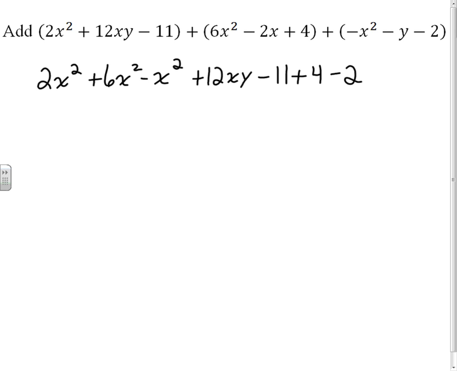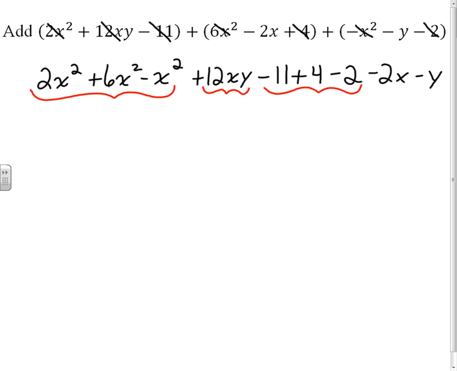Okay, now you might want to cross off what you use as you go, because you notice we did not use the minus 2x or the minus y. And then there are no other like terms for those. So we just simply write minus 2x and then minus y. All right, now we have a couple distinct groups of like terms. Here's one group. This is by itself, the 12xy. Here's another group. And then these two are by themselves.